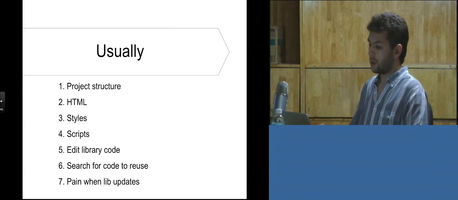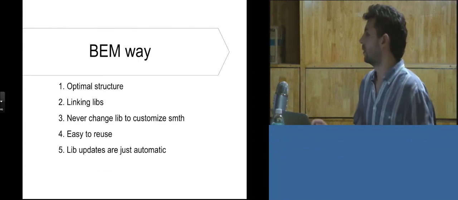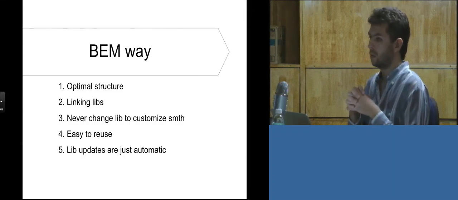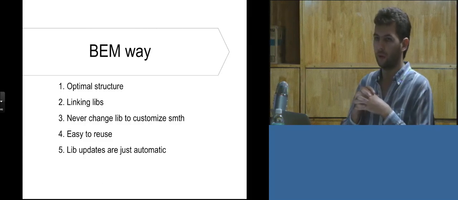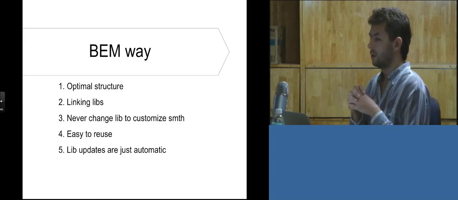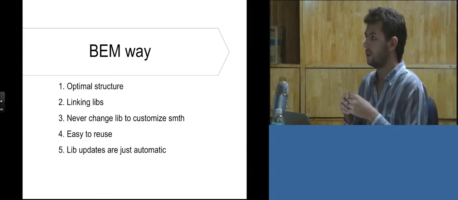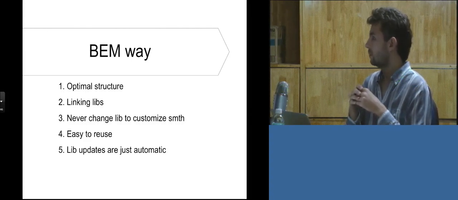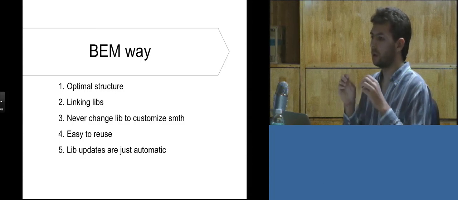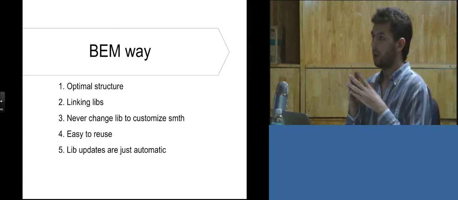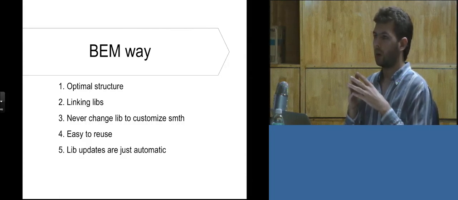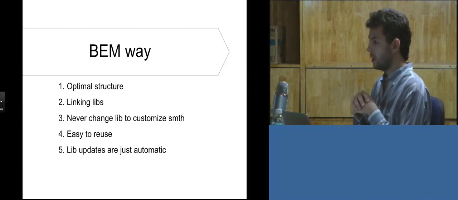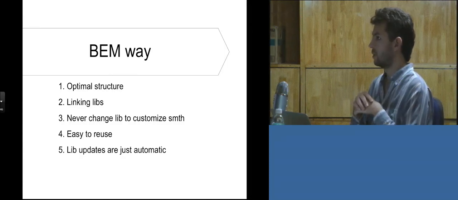And let's compare it to the BEM way. From the very beginning, you get an optimal file structure. Of course, you can customize it the way you want, but still, you don't need to think about it every time. Then you edit the config file where you place links to the libraries you want to use, and you never ever change any of the files from those libraries. All the changes go into your project level. So in that case, all the components are very easy to reuse.